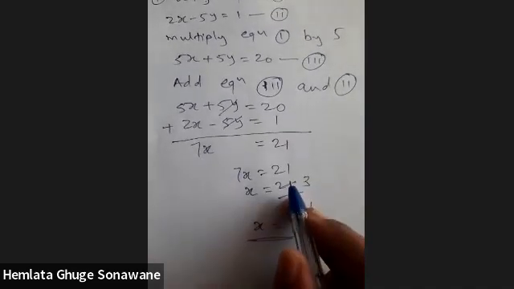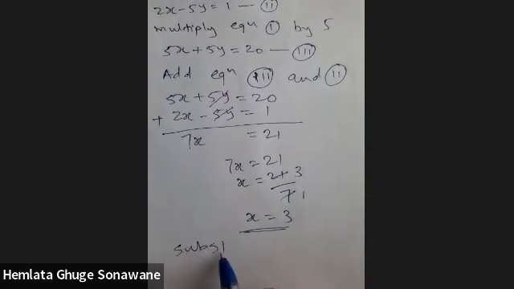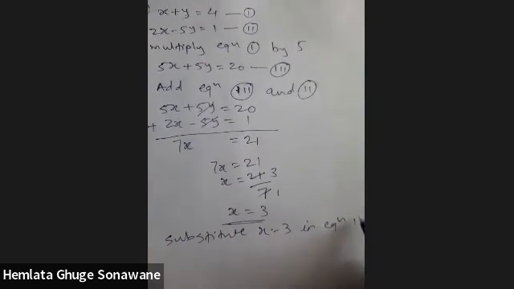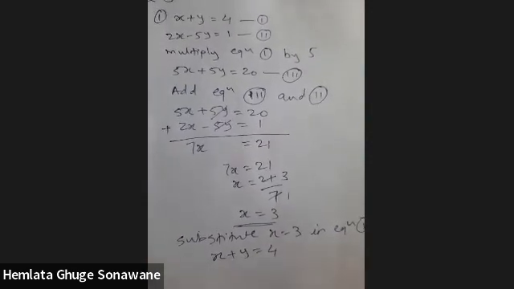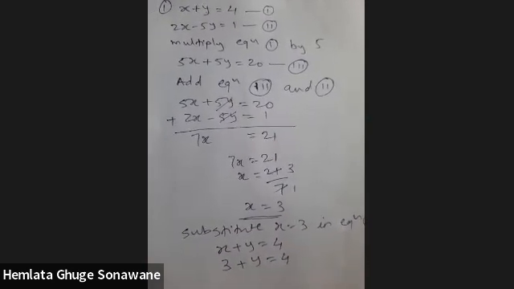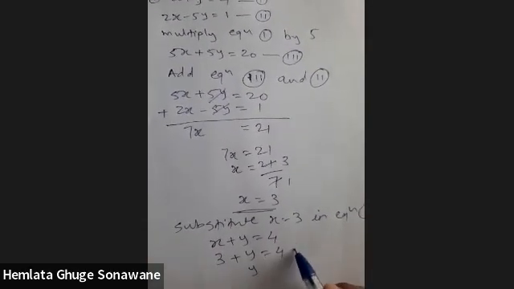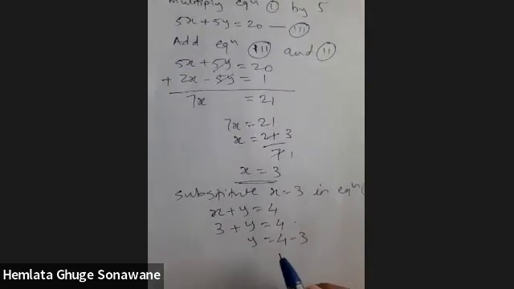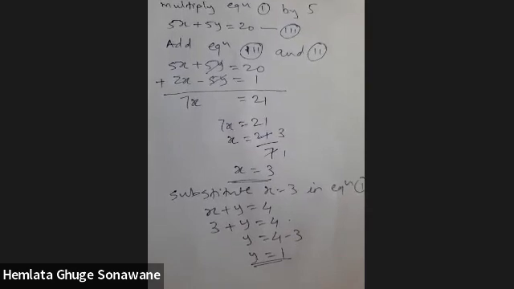Now we'll substitute this value into equation number 1. Our equation number 1 is x plus y is equal to 4. Here x is 3, so 3 plus y is equal to 4. Now this 3 becomes minus here towards the right hand side. So y is equal to 4 minus 3. 4 minus 3 is 1. So we have got the value of y as 1.